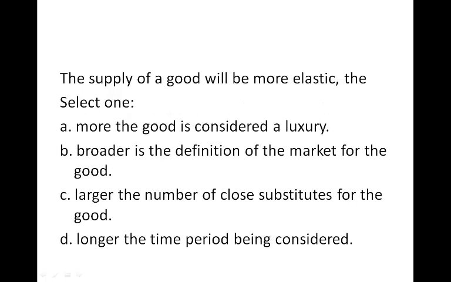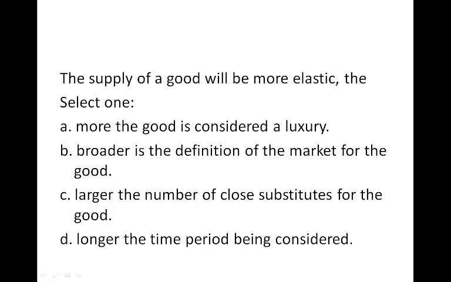The supply of a good will be more elastic... Now, the key determinant of elasticity of supply, according to your book, is the longer the time horizon, the more elastic the supply. The shorter the time horizon, the less elastic the supply. So you might want to go and review that chapter of the book. It's actually a bullet point in the summary at the end.